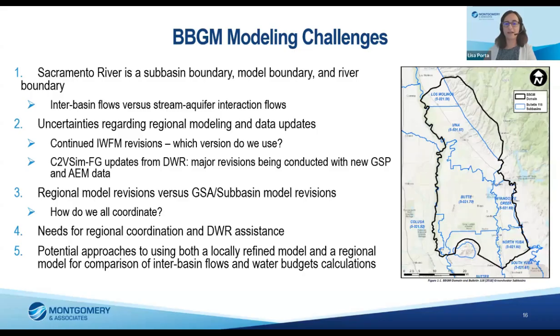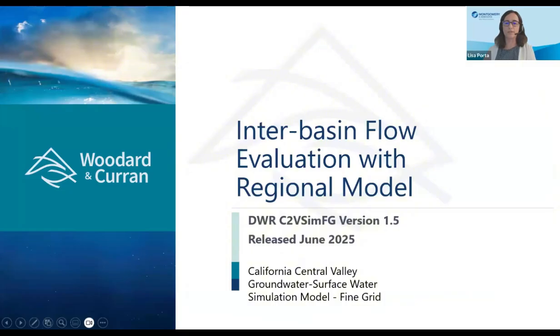So with all of that in mind, we decided, for interbasin coordination purposes and to understand how the Butte County subbasins interact with their neighboring subbasins, to look at the latest available C2V-SIM fine grid model from DWR that was released in June 2025. For those of you that don't know the acronym, C2V-SIM FG stands for California Central Valley Groundwater-Surface Water Simulation Model Fine Grid. So this version 1.5 was just released, and we took a deeper look at the data here.